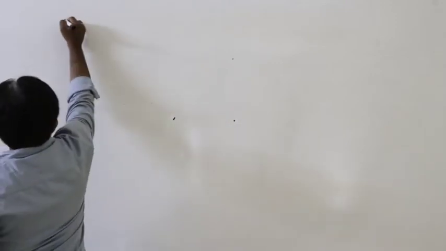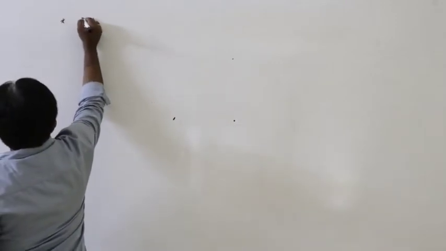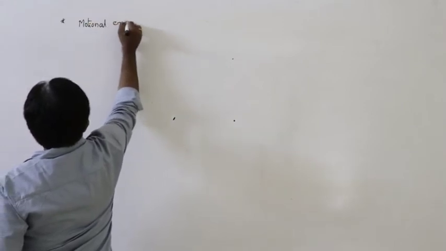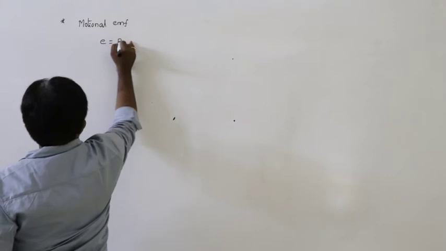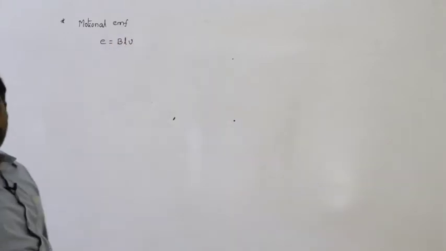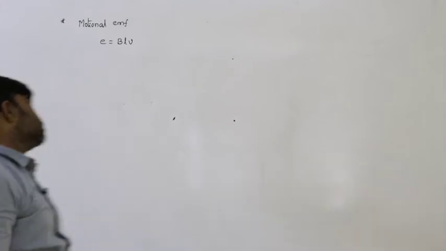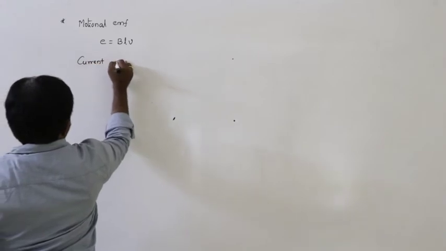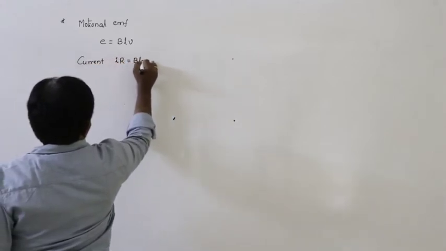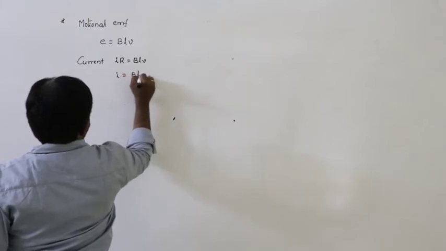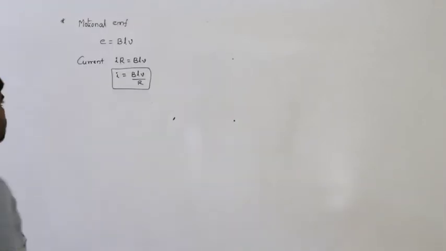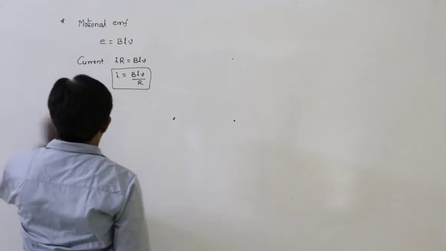So, for example, next, induced EMF or motional EMF. What we considered is motional EMF, E equals the general formula BLV. Now, what is the current developed in this situation? IR equals BLV, so I equals BLV by R. Okay, no doubt about that.